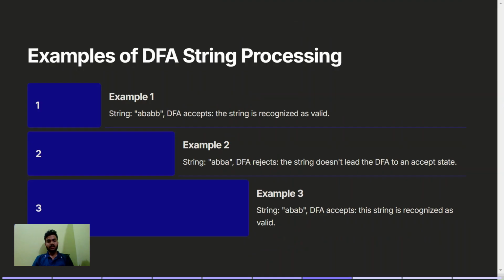So let's begin with examples of DFA in string processing. The first example is the string ABABBABABB. In this case, the DFA accepts; the string is recognized as valid. The second example is the string ABBAABBA. The DFA rejects; the string does not lead the DFA to an accept state. Example 3: the string ABABABAB. The DFA accepts; the string is recognized as valid.